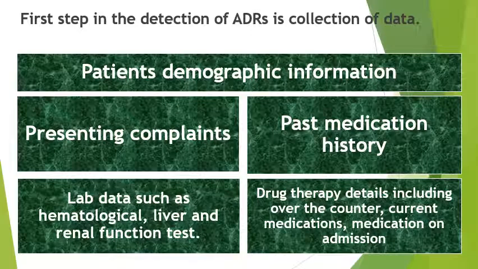Now, the first step in detection of ADR is collection of data. So, if you want to detect ADR, you have to first collect the data. The first one is the patient's demographic information. Demographic information here means which category the patient belongs to. Let's say he is an infant of 12 months. That means he is very young.